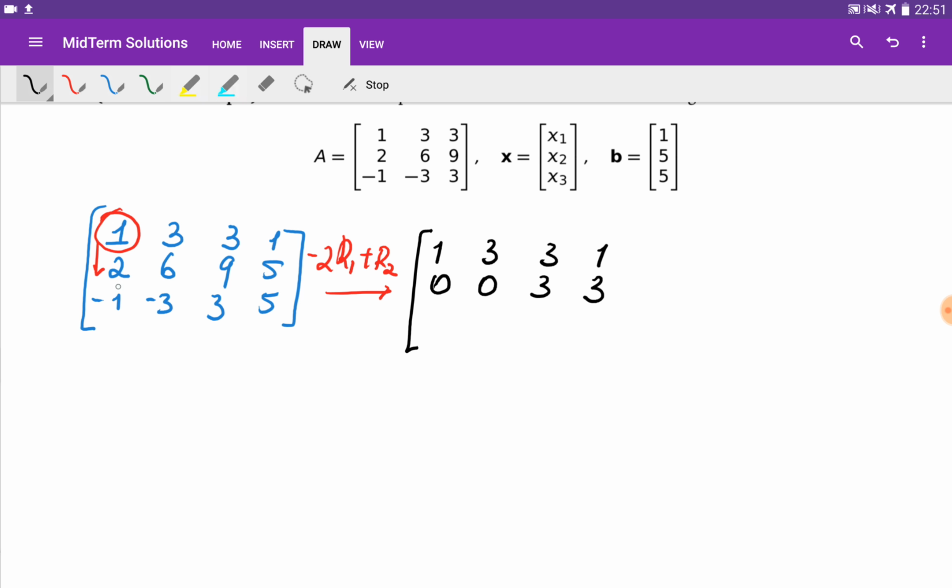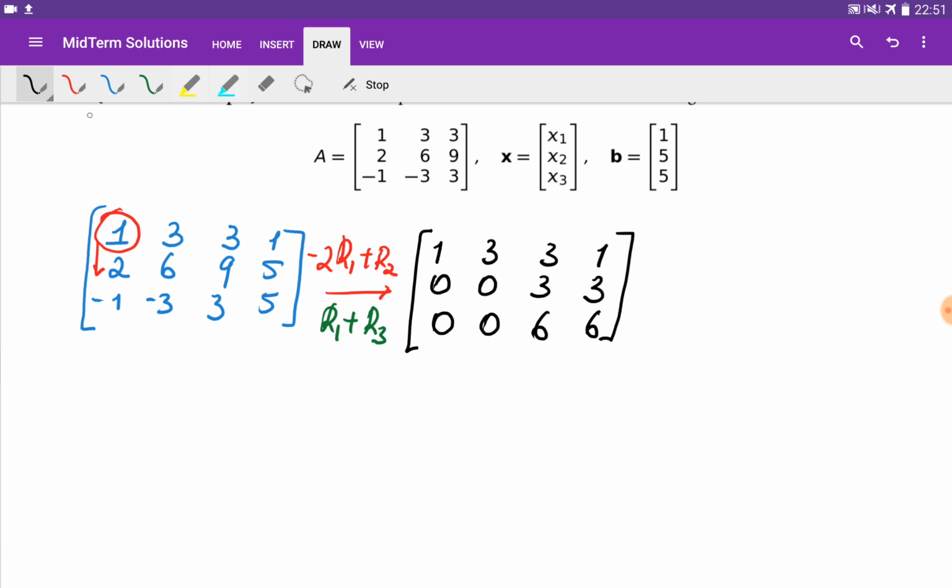Now in order to eliminate this minus 1, we're going to multiply the first row by 1, and adding this to the third row is going to eliminate this minus 1 here. It's going to be 0, 0, 6, and 6.